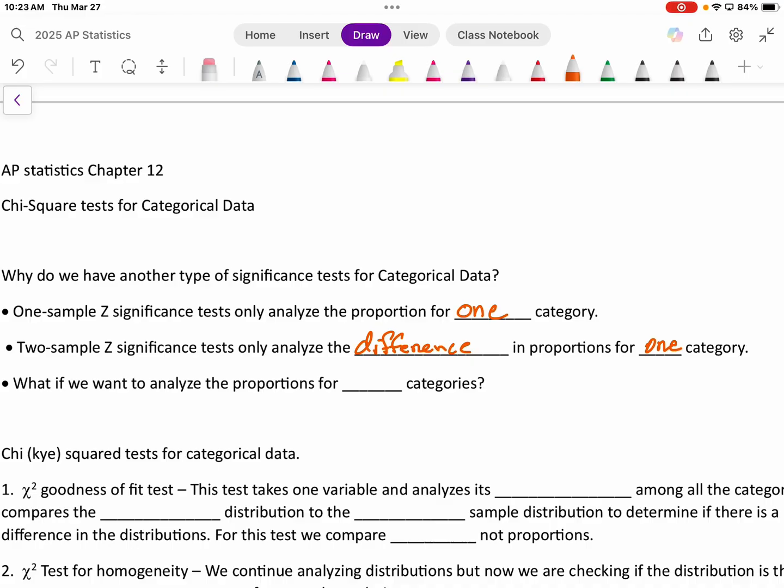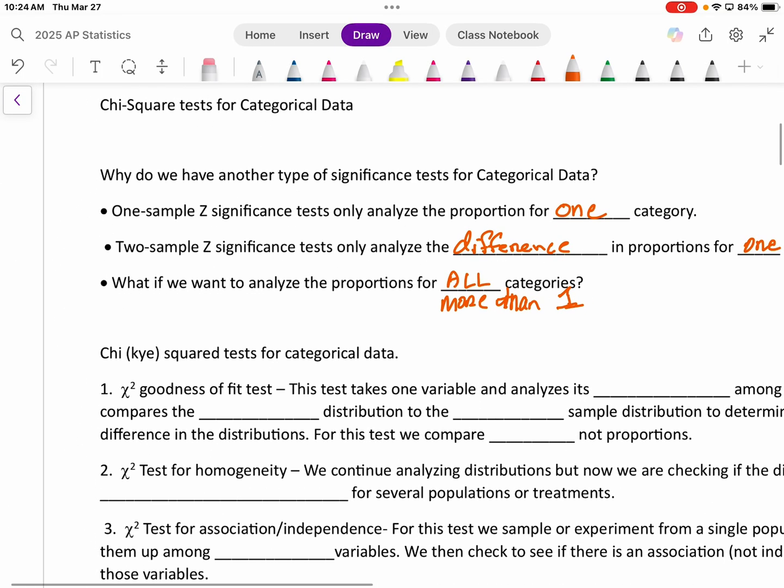Now, what if we want to analyze proportions for all categories, or more than one category? Sorry, man, I don't know why my pen acts up so crazy. With that in mind, that's where the chi-squared comes into play.